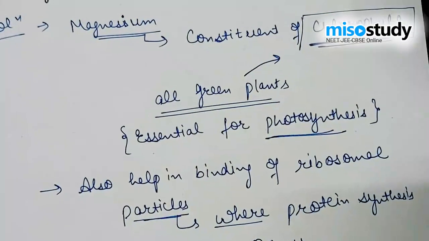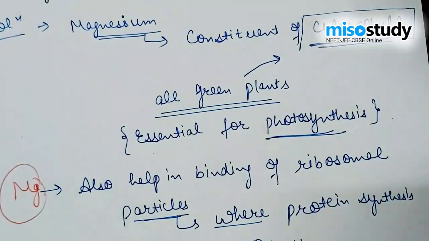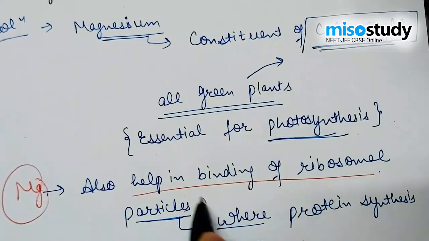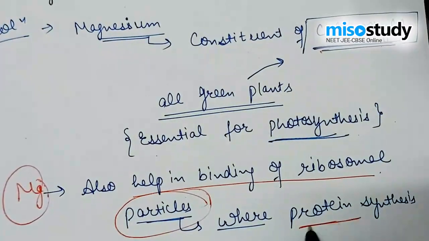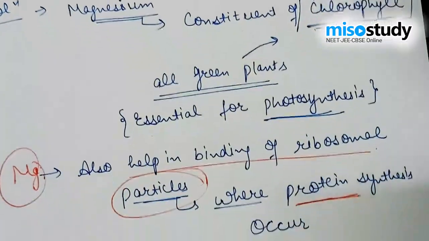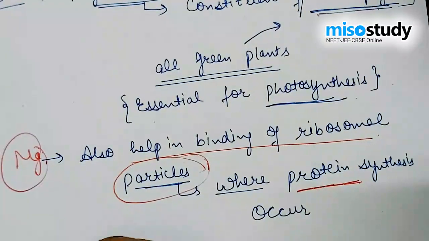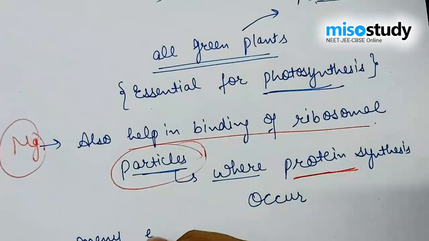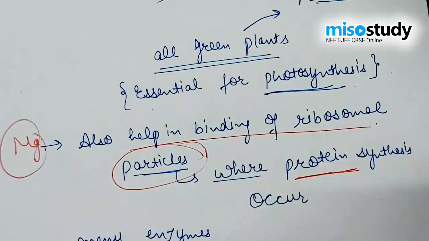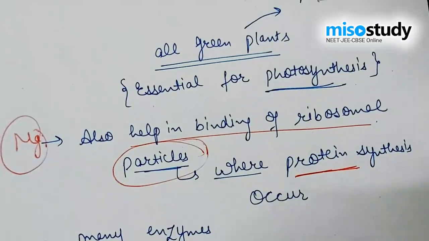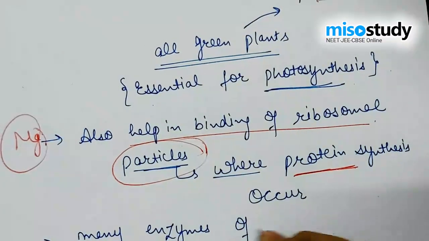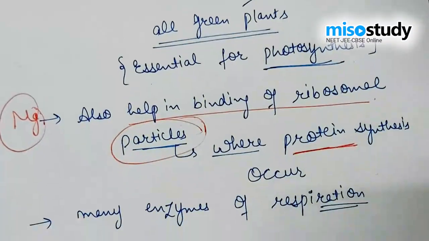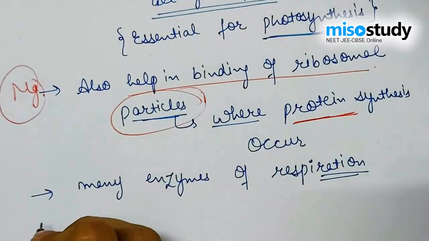We just discussed magnesium. Apart from its presence in chlorophyll, it helps in binding of ribosomal particles, and those ribosomal particles help in protein synthesis. Besides all this, magnesium is also part of many enzymes. Apart from its presence in chlorophyll and the ribosomal particles, it is part of many enzymes of respiration as well. So magnesium is very important for the plant in many roles.